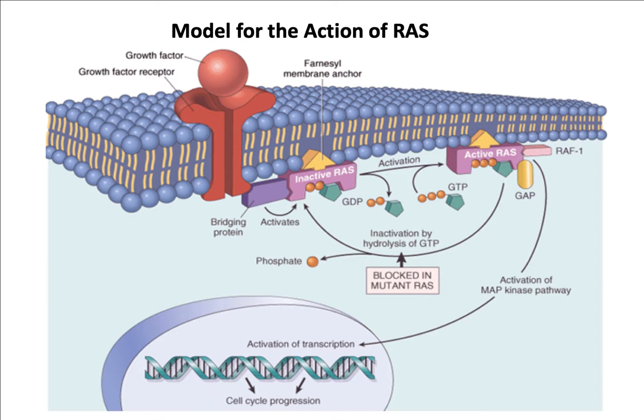If RAS is faulty in some way, it will continuously phosphorylate and activate the cell, so that in cancer cells often that happens where there's continuous activation, overactivation of that cell.